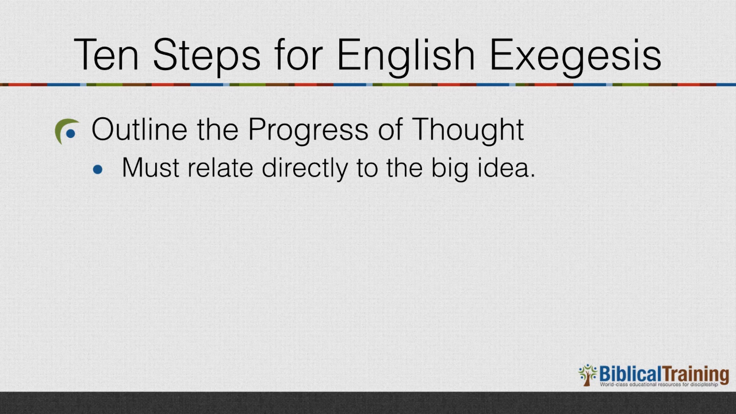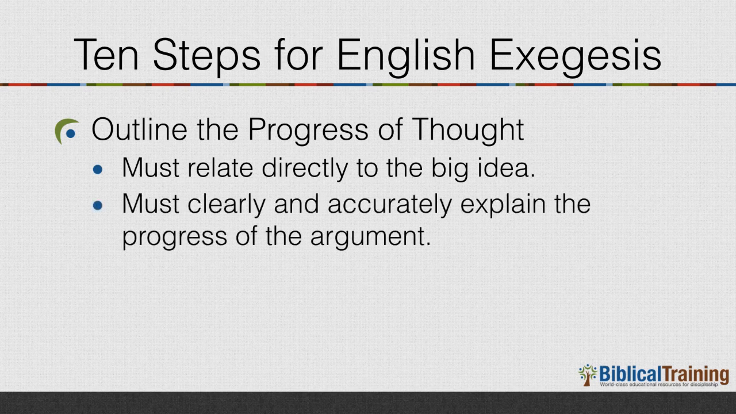Secondly, every good outline should clearly and accurately explain the progress of the argument in the passage. In other words, every point, you should be able to see how it relates to the big idea, but also how it relates to the point made before it and how it relates to the point afterwards. When I'm testing my students on this, one of the problems I often see is I'll read an outline. I don't really have any idea how each of the points relate to each other. Understanding how they relate to each other is essential for a good outline.